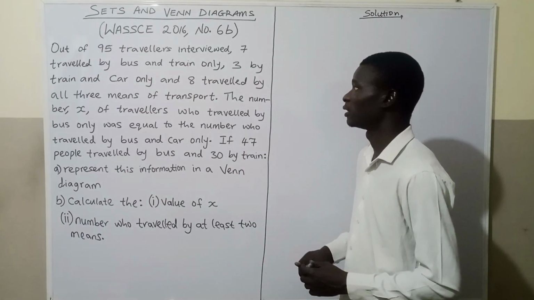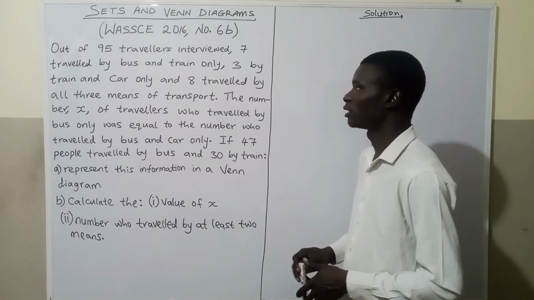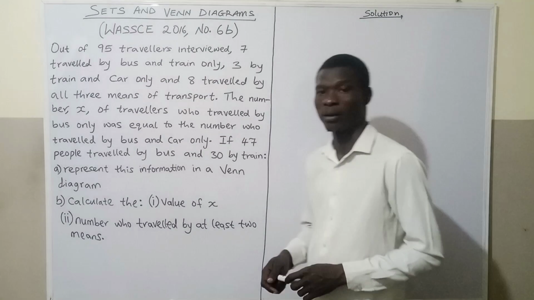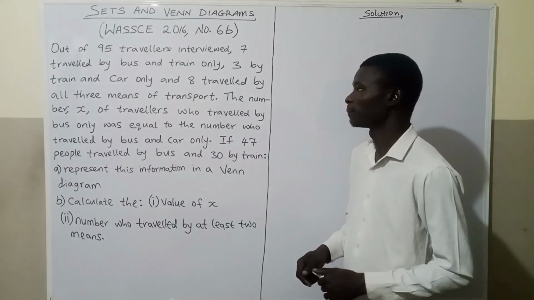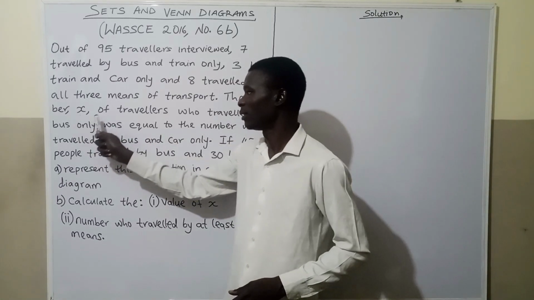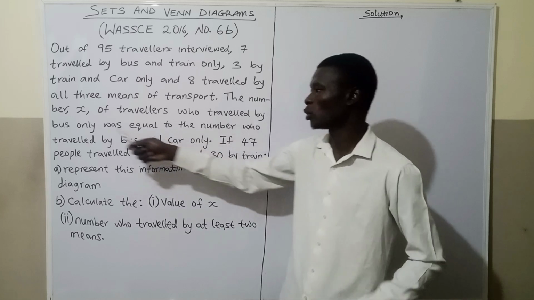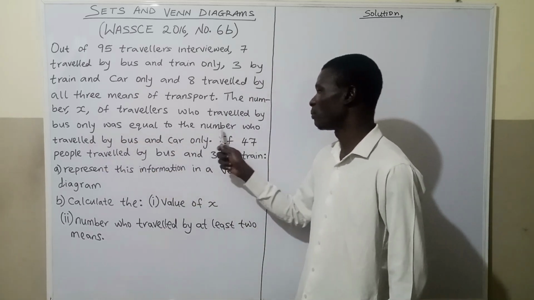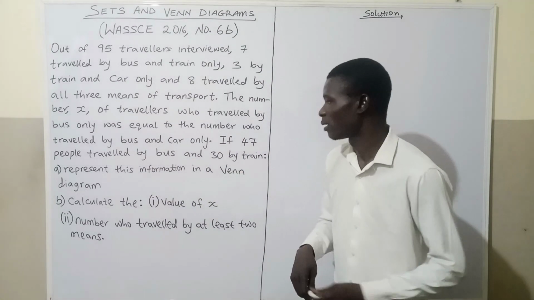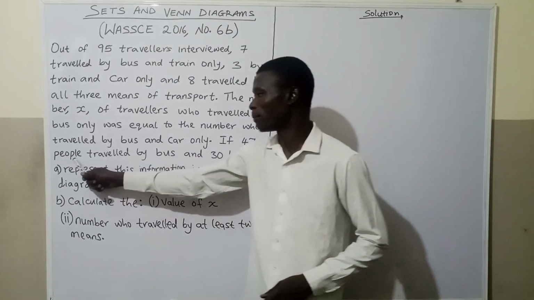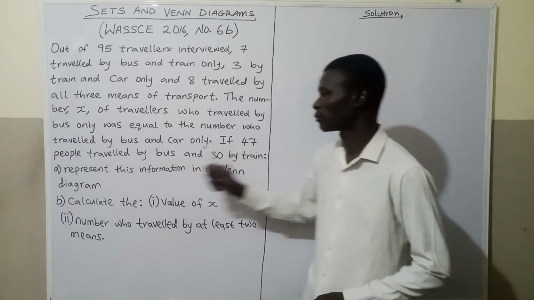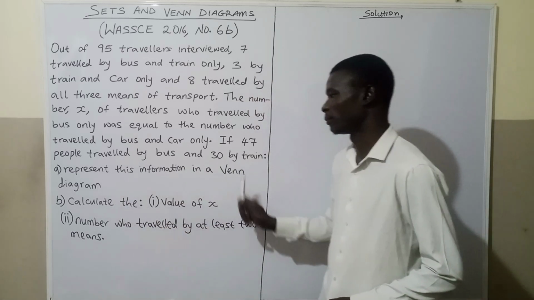Out of 95 travelers interviewed, 7 traveled by bus and train only, 3 by train and car only, and 8 traveled by all 3 means of transport. The number X of travelers who traveled by bus only was equal to the number who traveled by bus and car only. If 47 people traveled by bus and 30 by train, represent this information in a Venn diagram.